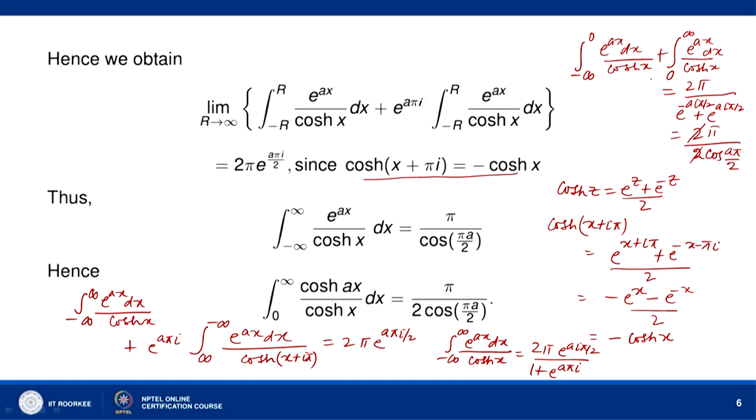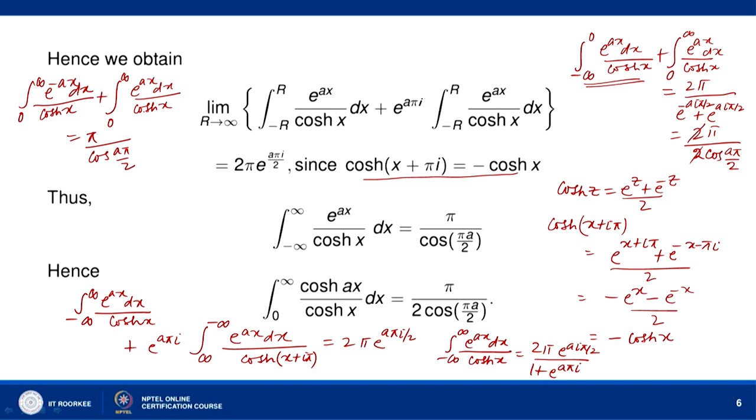Now, here what we do on the left side, replace x by minus x in this integral. Then what we will get is e to the power minus ax here, cosh of minus x is cosh x, and dx will become minus dx. So, the limits of integration will change to 0 to infinity. So, we get the integral 0 to infinity of e to the power minus ax dx upon cosh x when we replace x by minus x in the first integral, plus the integral 0 to infinity of e to the power ax dx over cosh x equal to π over cos(aπ/2).